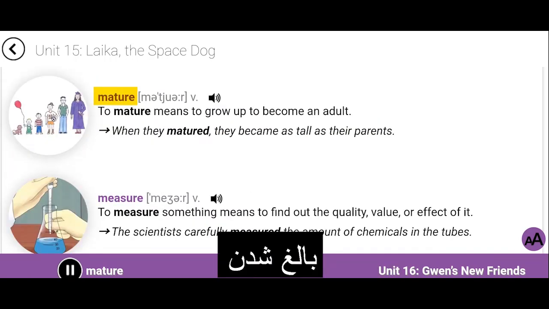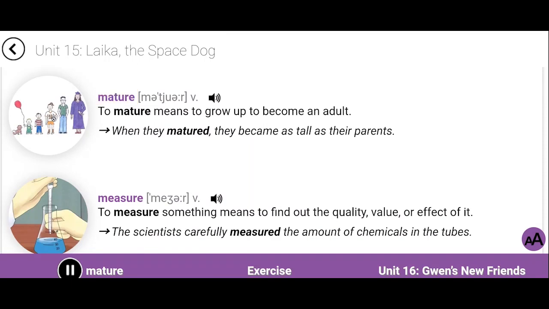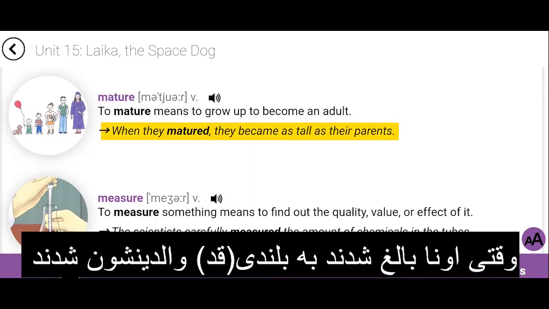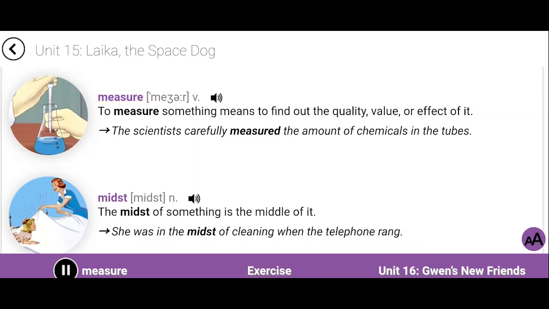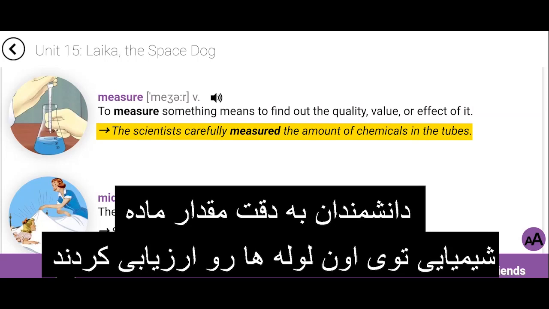Mature. To mature means to grow up to become an adult. When they matured, they became as tall as their parents. Measure. To measure something means to find out the quality, value, or effect of it. The scientists carefully measured the amount of chemicals in the tubes.